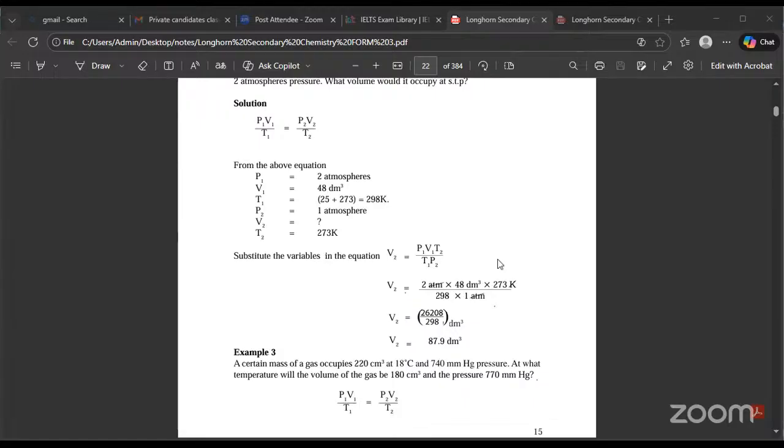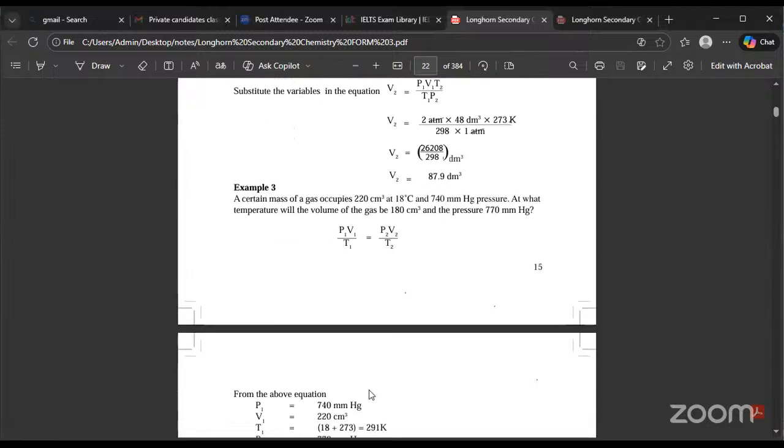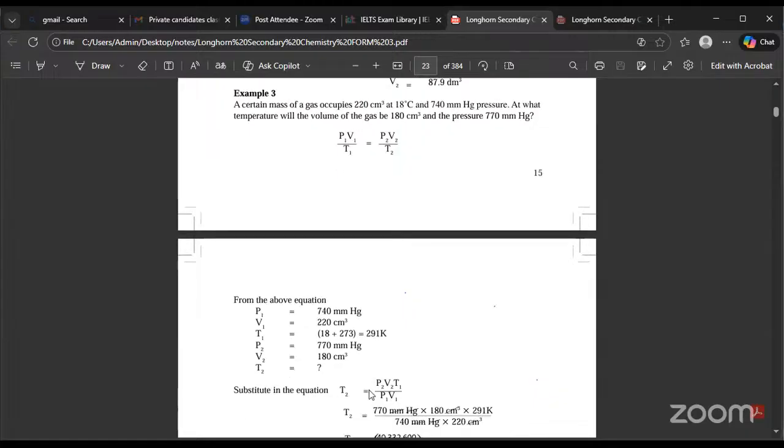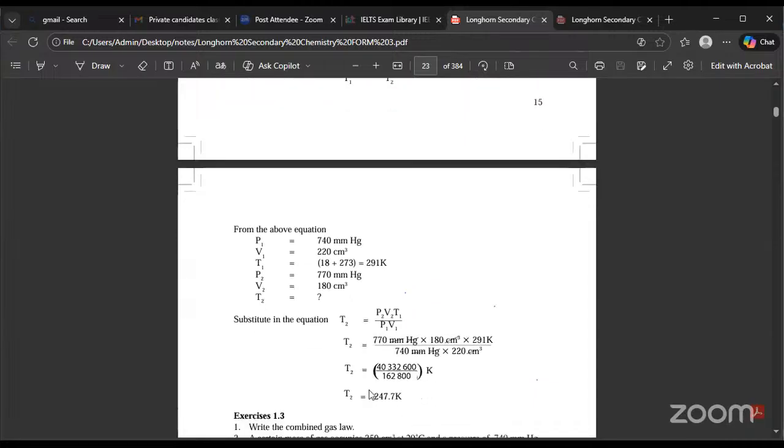So now let us check how it is solved. The first thing you must identify, we say we identify the variables. That was number one. So we have the variables, and then the variables have a problem. So we have the pressure, we have the volume. Remember, you should always change the temperature to the Kelvin scale, or what you call the absolute scale. In that case, and then we do that. So the answer is 247.7.